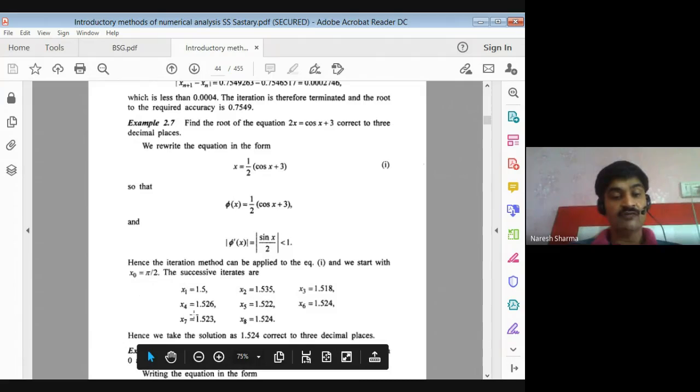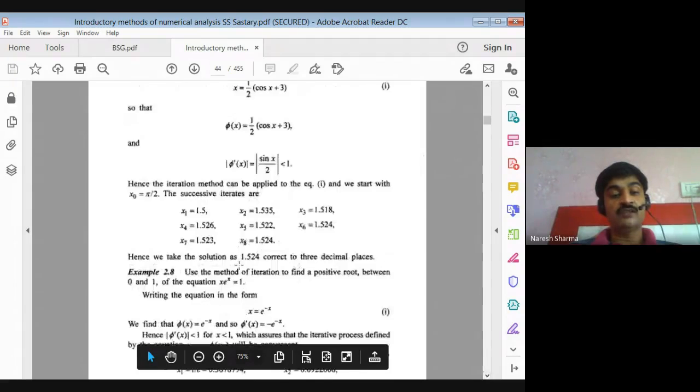Similarly x3, x4, x5. And you see the last two continuous values are the same up to your desired accuracy, which is your final result. If you take the difference here, that is 0.001 up to 3 decimal places. So we can say up to 3 decimals your root is 1.524.